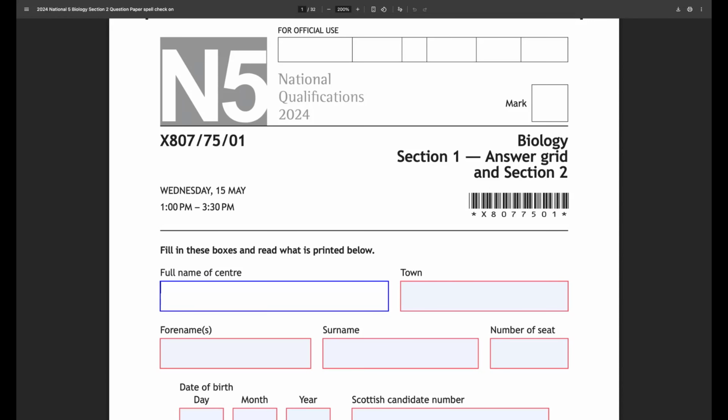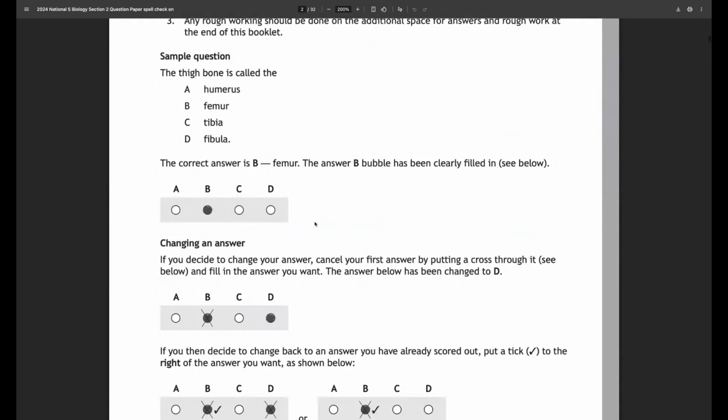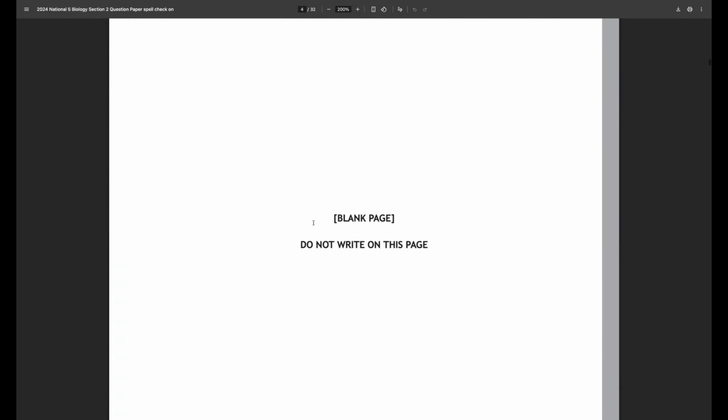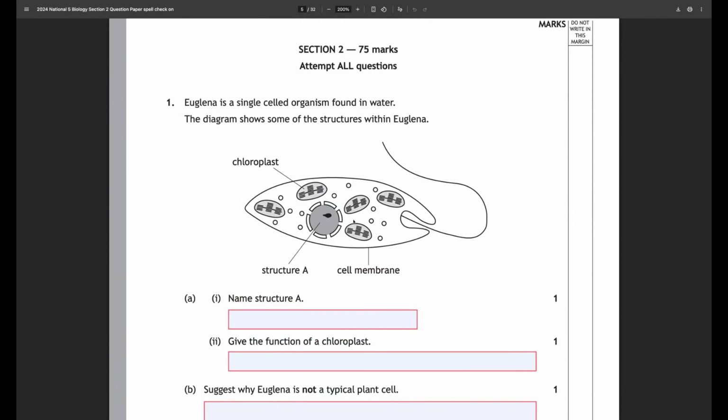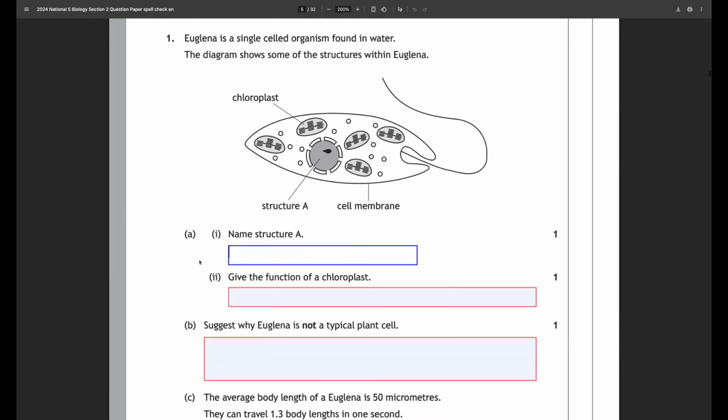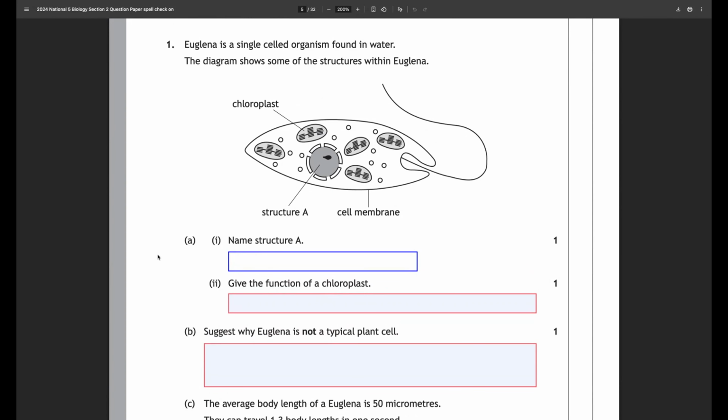Hi folks, welcome to the 2024 National 5 Biology paper. This is section 2 that we're going to be covering in this session. So let's rattle right on to question 1 and have a look at this. So section 2, as always, is worth 75 marks, and you have to attempt all questions. Hint number 1 from a biology teacher: do attempt all the questions. Don't leave things blank, even if you're not sure, because you never know if your guess is going to get you a mark or not.